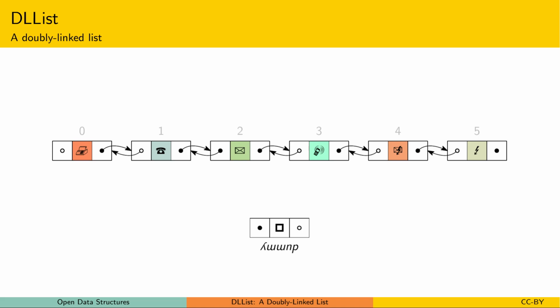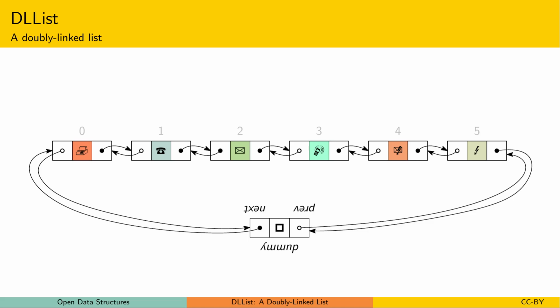To make things simpler and avoid special cases, it helps to introduce a special empty node that we call the dummy. The dummy's next pointer points to the first node in the list, and the dummy's prev pointer points to the last node in the list. We can think of the dummy as a node that appears both before the first node and after the last node. The DLList itself consists of the dummy node and an integer n that keeps track of the number of items in the list.